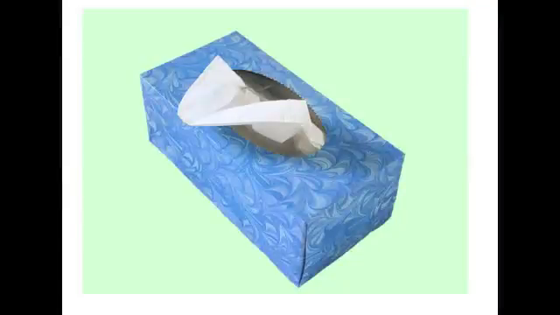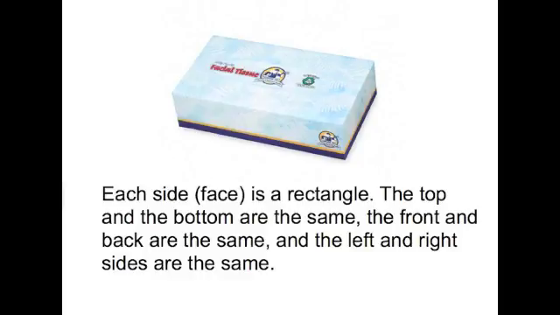The tissue box in our classroom is a good example of a rectangular solid, also known as a rectangular prism. Before one of our tissue boxes is open, you can see that it has 6 sides and they come in pairs. The top and the bottom are identical, the left and the right are identical, and the front and the back are identical. And each of these faces is a rectangle.